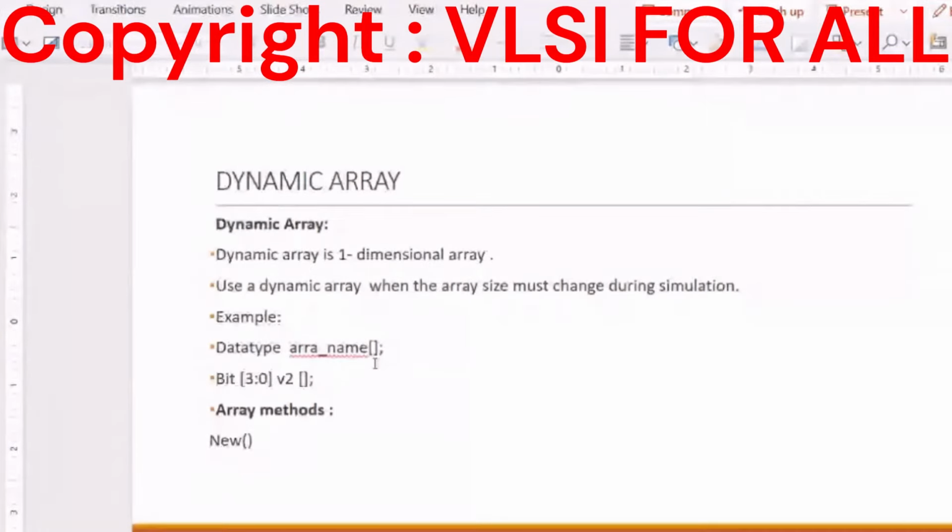Data type you need to give and the array name, then this square bracket symbol you need to give. Coming to an example, bit 3 down to 0 and b2. So here the data type is bit, and here you have given the size, whatever size you want. We can store up to 16 elements, more than that we can't do. Then we have given the symbol of the array.